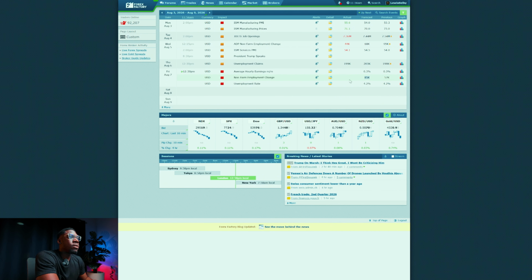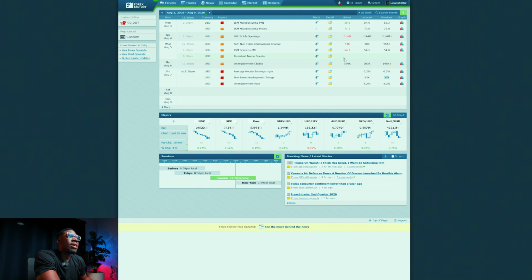Okay, so for example, if news comes out and we have a 100K change in employment over the period, it means that it's going to be extremely bullish for the dollar, and you're most likely going to see the dollar move up. If it's worse than the forecasted figure, you notice that it will be highlighted red, and what happens is that you expect price to go down. The DXY is going to go down.